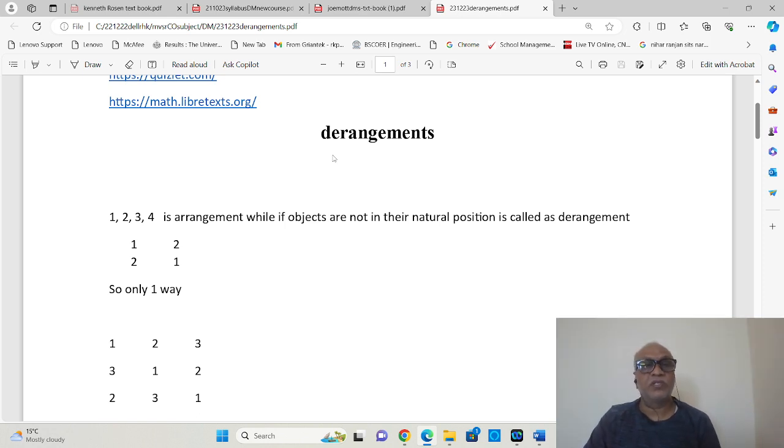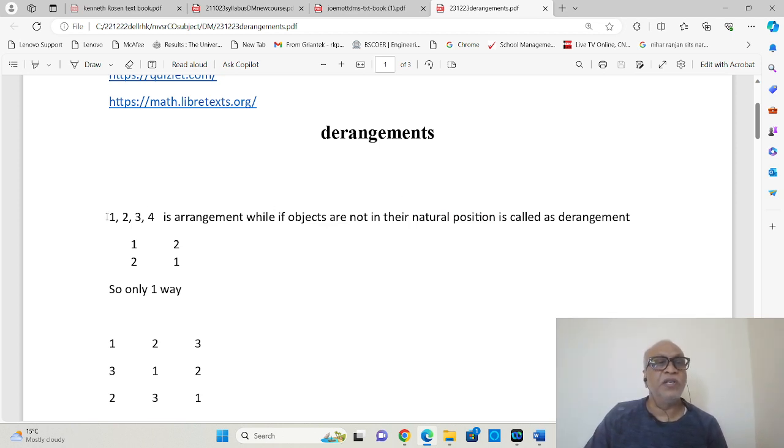Order the numbers 1, 2, 3, 4, 5, 6. Make alphabetical ordering A, B, C, D, like that. So that is what an arrangement is. Derangement is exactly the opposite of that. Whatever is the natural position, the natural order of a letter, of an object, of a number, that should not be maintained. That is what is called derangement.